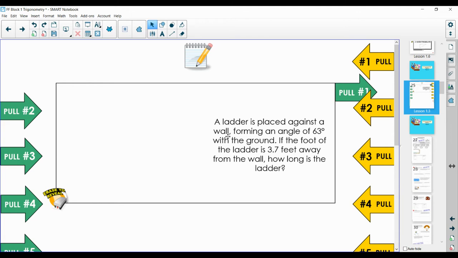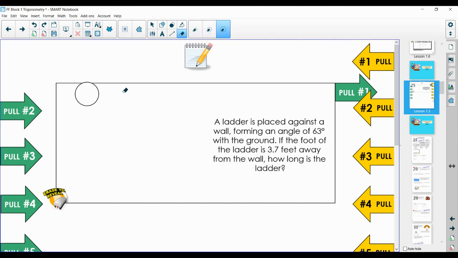So you're just going to draw a triangle diagram. You're going to label where the 63 degrees is between the ladder and the ground. You're going to label where the distance between the foot of the ladder and the house is 3.7 feet. And you're going to label the unknown. So our unknown in this case is how long is the ladder. All right, so pause the video, try drawing the diagram, and then come back and check your answer.